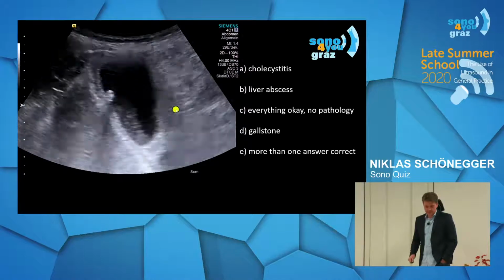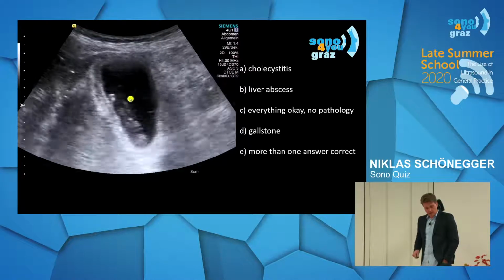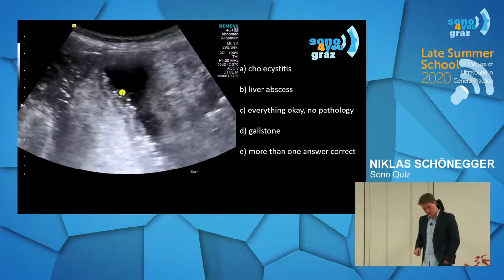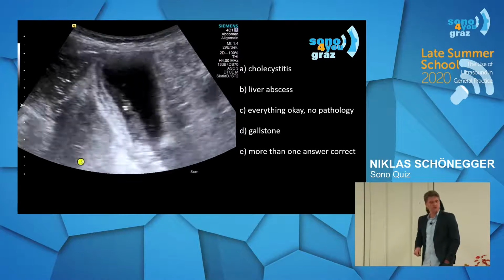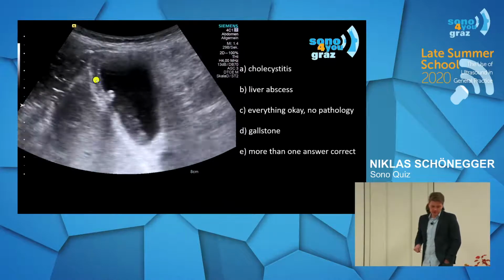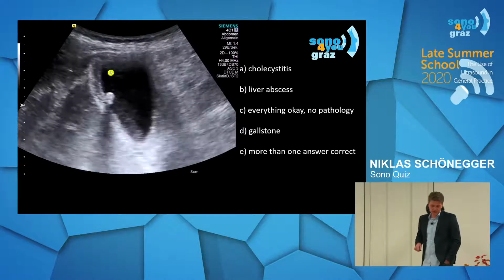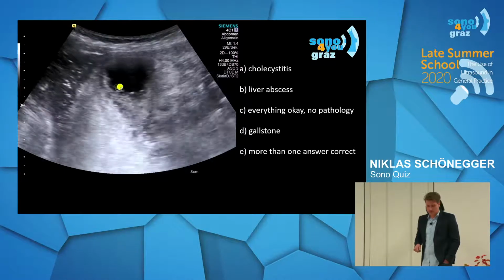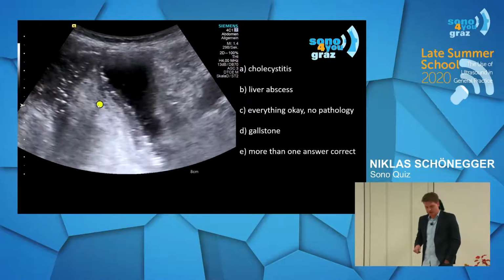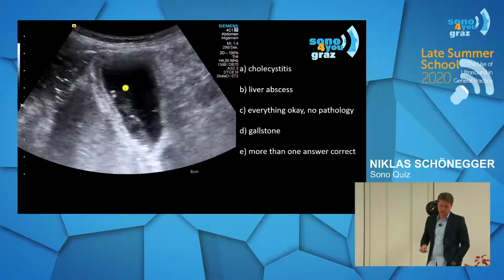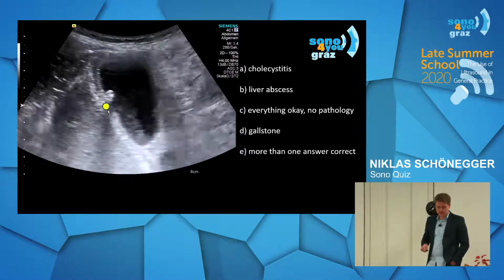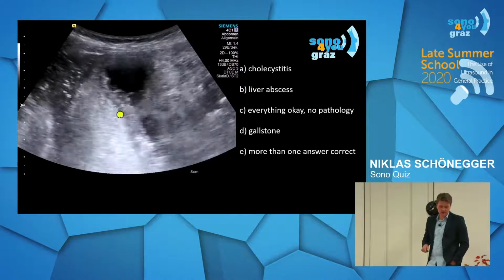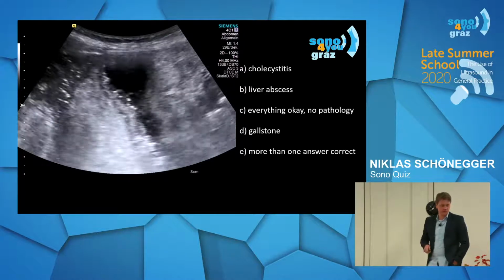So we see here the gallbladder. In the gallbladder, there is this hypoechogenic structure with dorsal acoustic shadowing. This is a gallstone. Also, you see here the wall of the gallbladder is thickened. It's about 1 centimeter. Normally, the gallbladder wall should be up to 4 millimeters. You also see multiple layers of the gallbladder. So these are classical signs for cholecystitis.